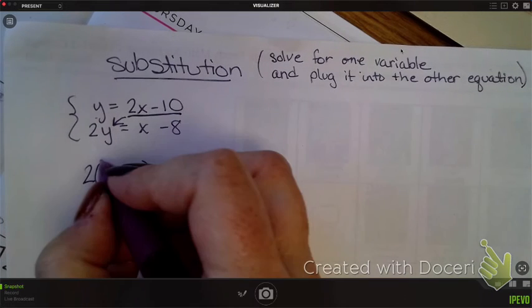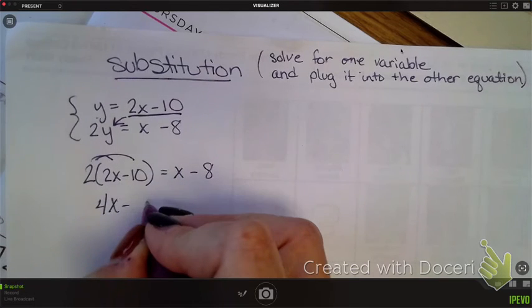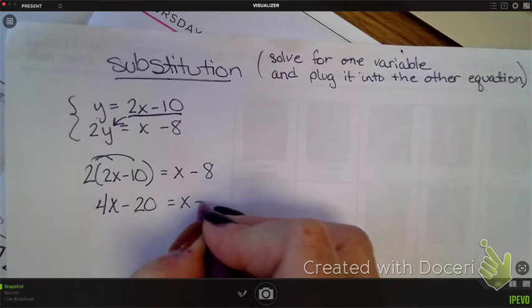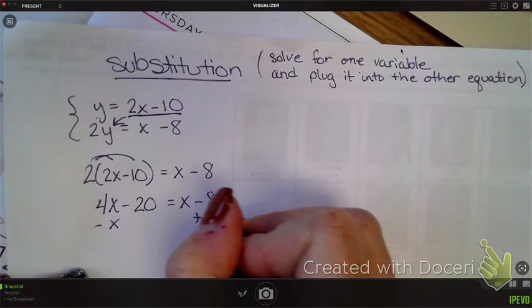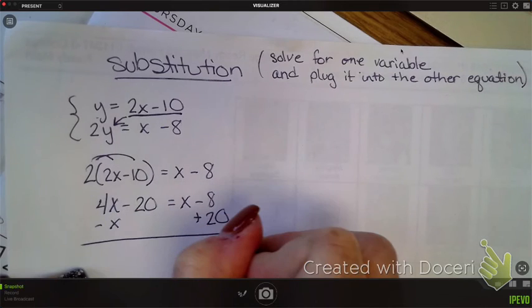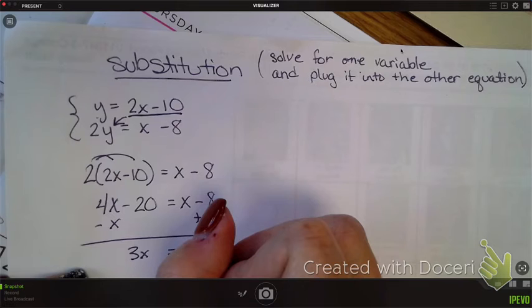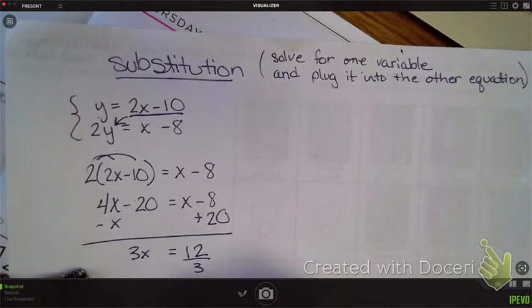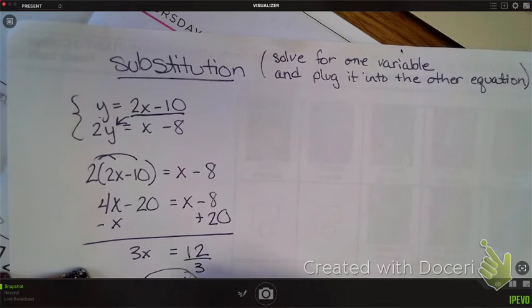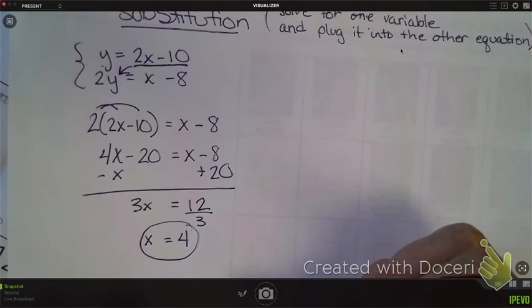Distribute. 4x minus 20. So I get 4x minus 20 equals x minus 8. I hope you would subtract an x and add a 20. So 3x equals 12, so x equals 4. So x equals 4, yes?